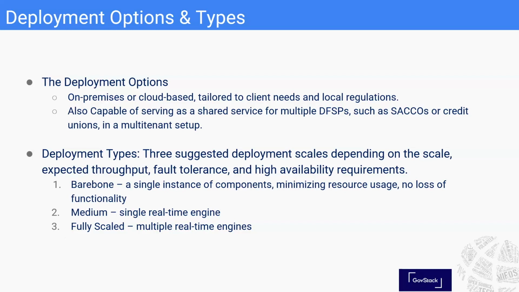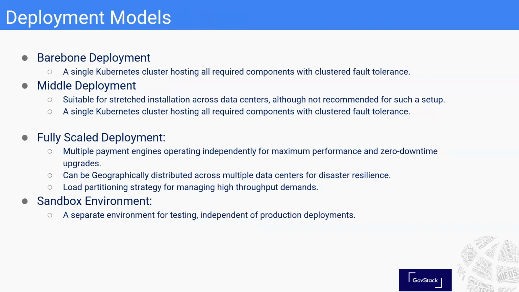Other than that, there are three different models that are possible for deployment. There is the bare-bone deployment model, the medium deployment model, and a fully scaled deployment model. What are these models? We'll be talking about them shortly. The bare-bone deployment model is a very simple deployment model where everything is in just one node. It is recommended for testing out or checking out the proof of concept, whether it's working or not, if you are just playing around with it.